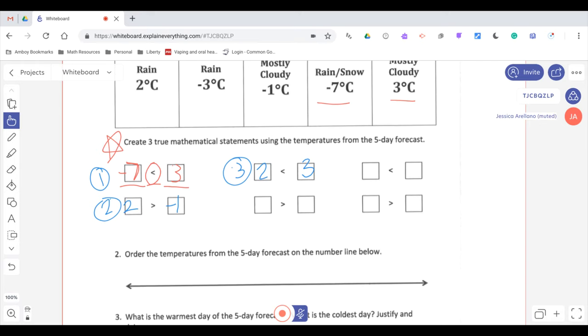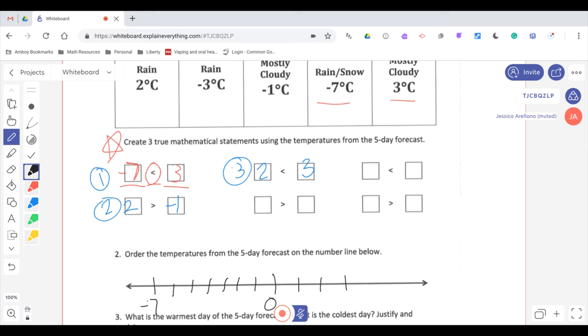All right, moving on to number 2. Order the temperatures from the 5-day forecast on the number line below. Okay, now they only gave us a line, so we are going to have to fill in the numbers. Okay. So I'm just going to put 0 in the middle. I don't have to go too high. So 1, 2, 3, 1, 2, 3, 4, 5, 6, 7, because -7 is my lowest.